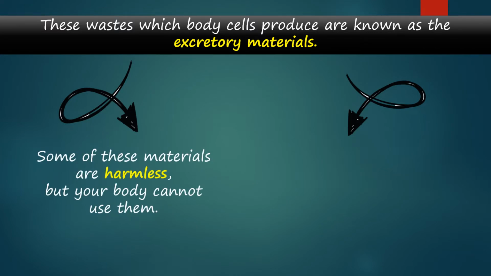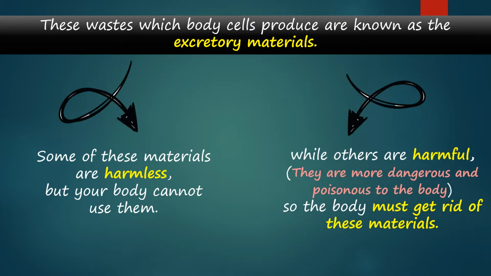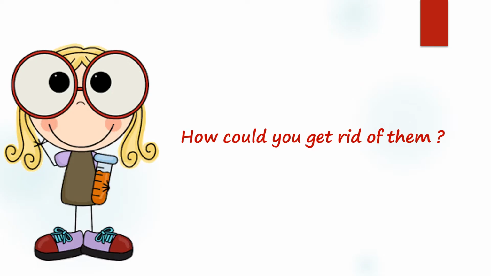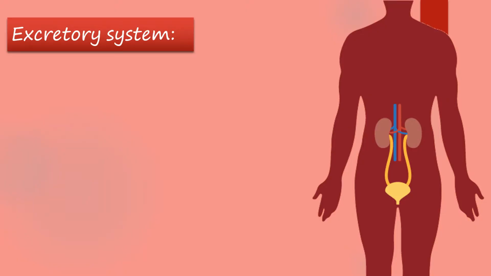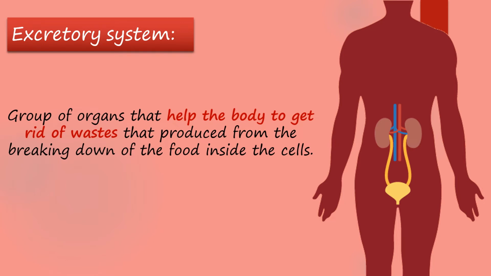Some of these materials are harmless, but your body cannot use them. They don't cause any harm to your body. While others are harmful, more dangerous and poisonous to the body, so your body must get rid of them. But how could you get rid of them? By using your excretory system, which is a group of organs that help the body to get rid of wastes. What wastes? The wastes that are produced from the breaking down of the food inside the cells.